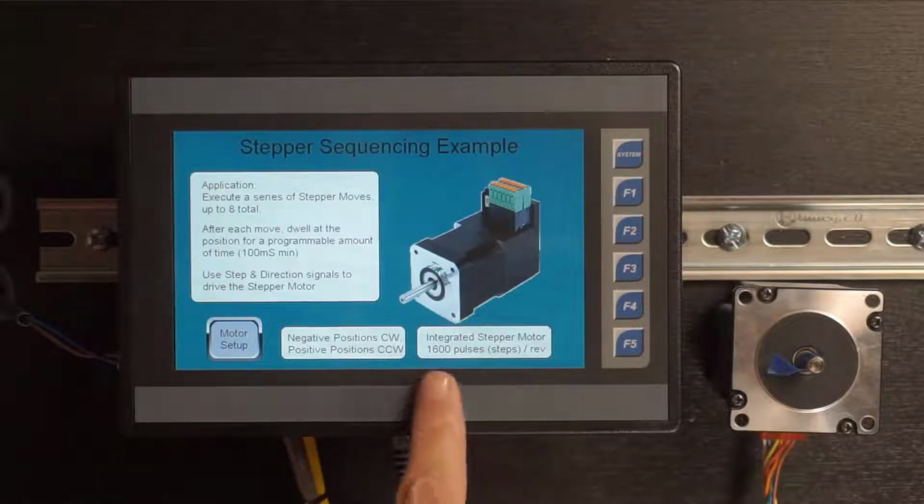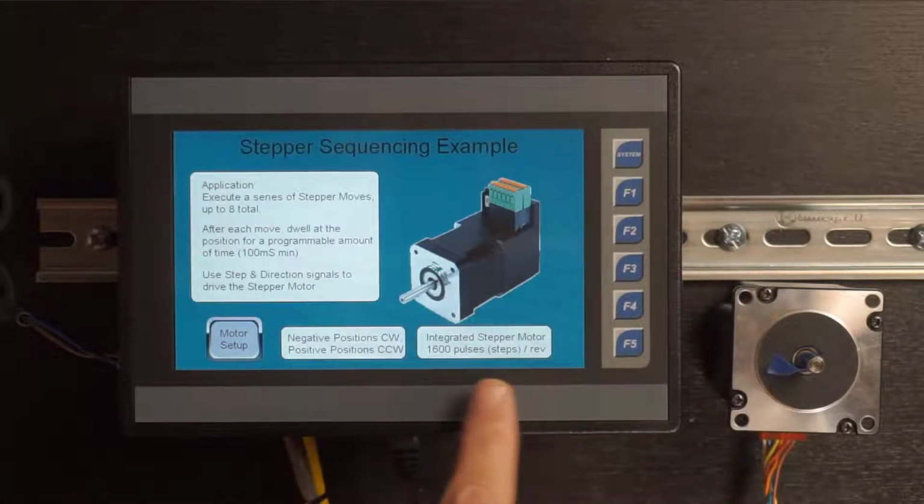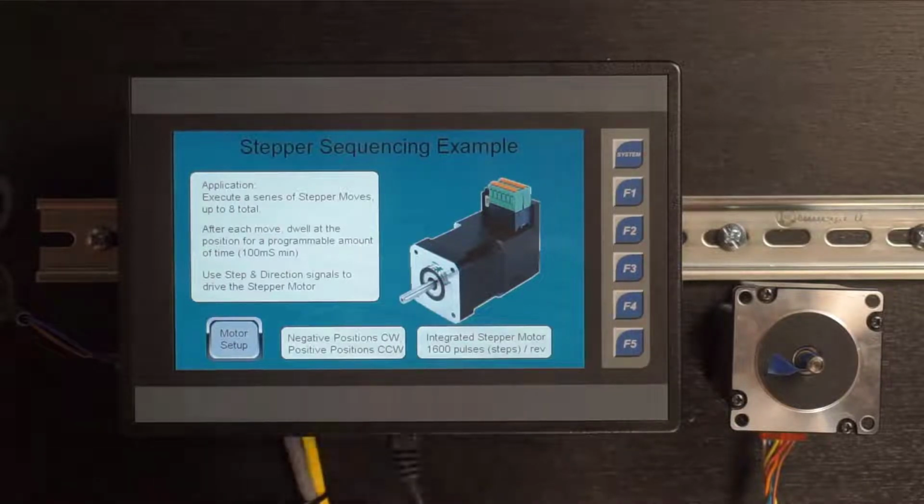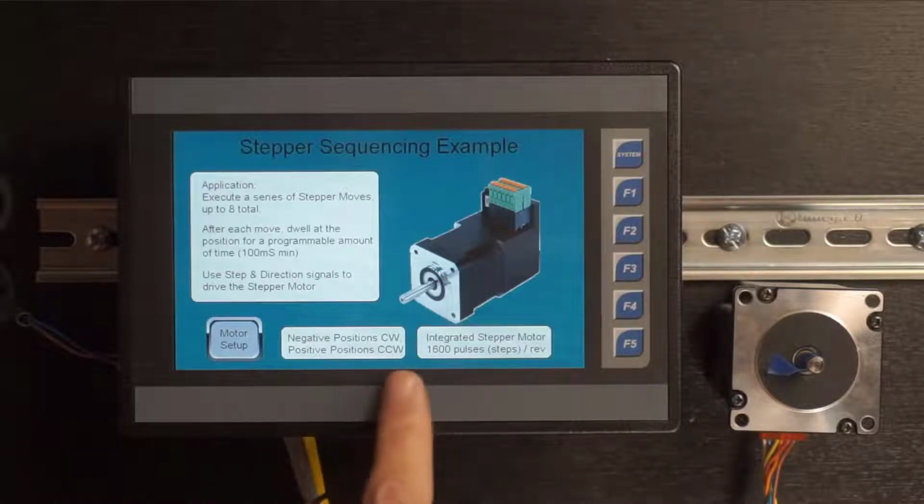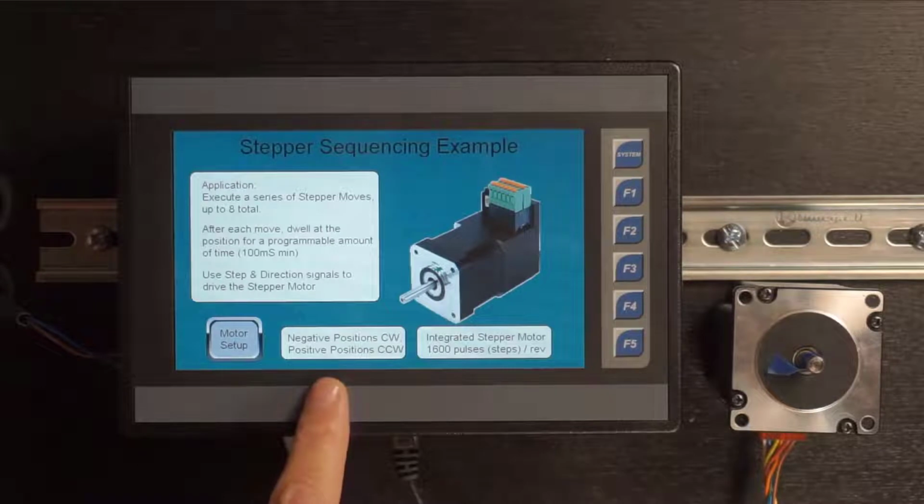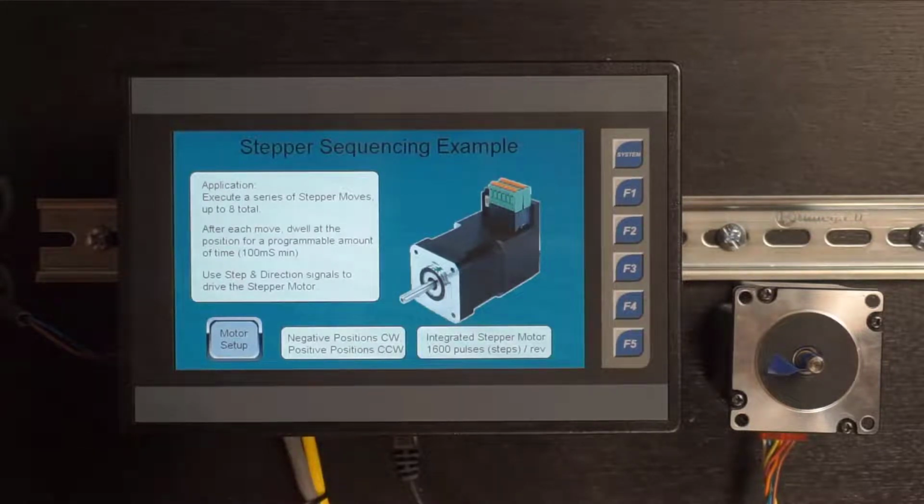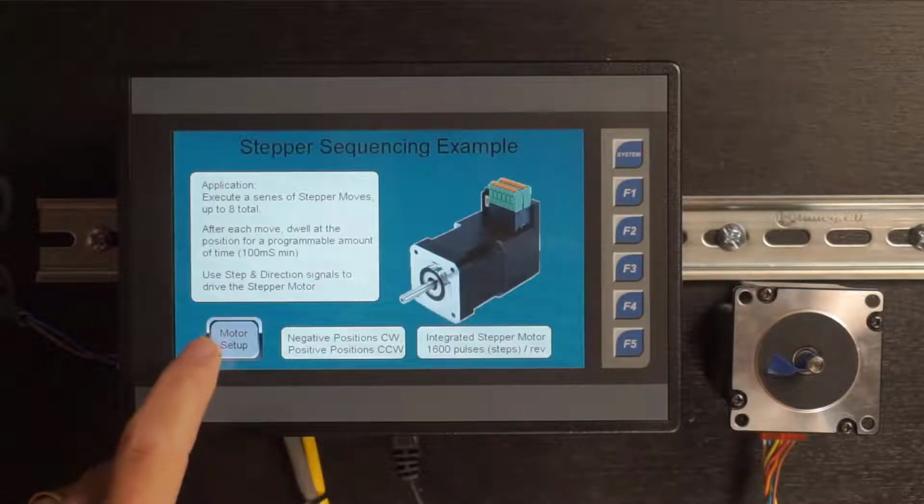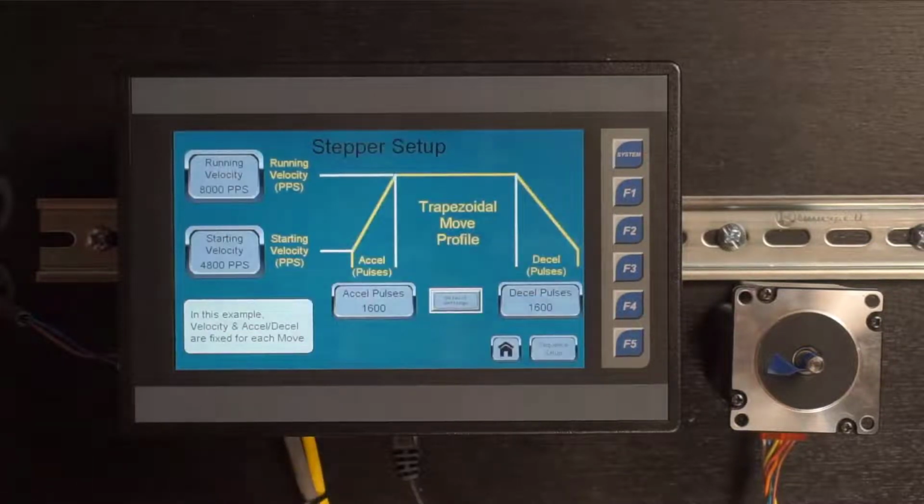Also important to know, for the stepper motor I'm using, which you can see here, this particular stepper motor drive combination, an integrated unit, supports 1600 pulses per revolution. So for every 1600 pulses I send it, it makes 1 full revolution. I've also decided, in looking at the information on this motor, that negative destination positions are going to move the motor clockwise, and positive destination positions are going to move it counterclockwise. Here's what my trapezoidal move profile looks like.